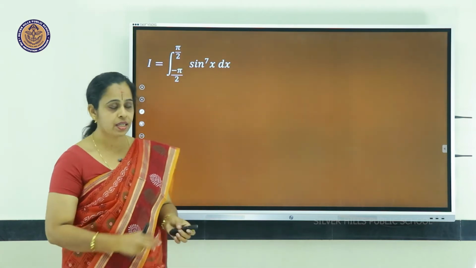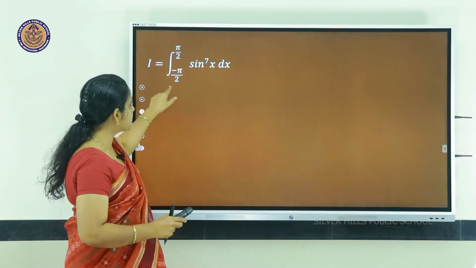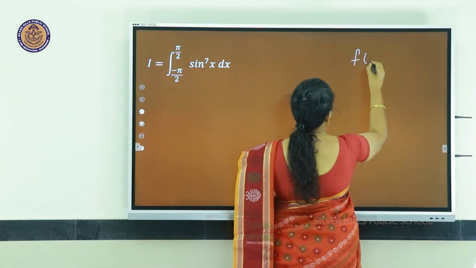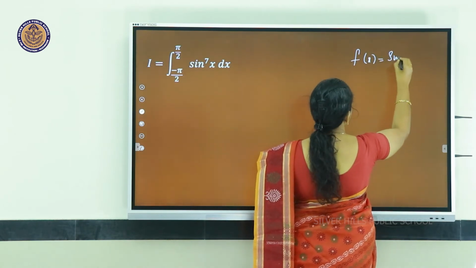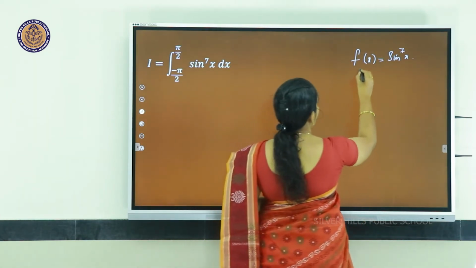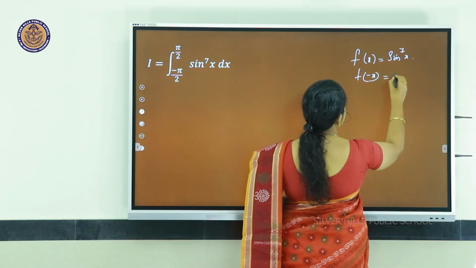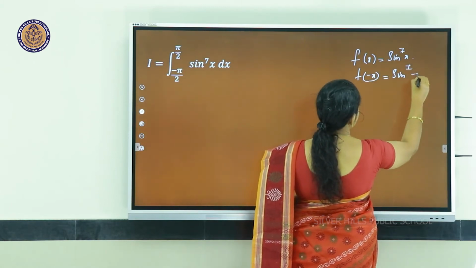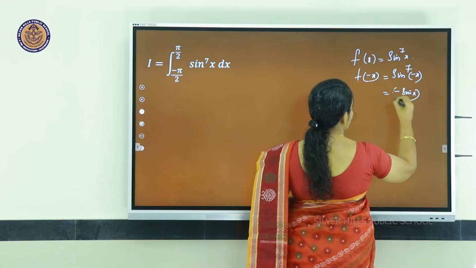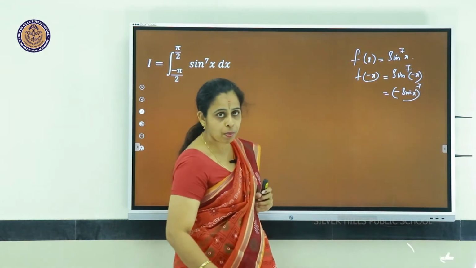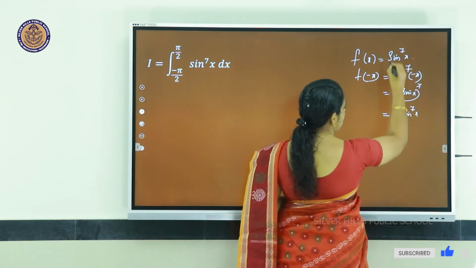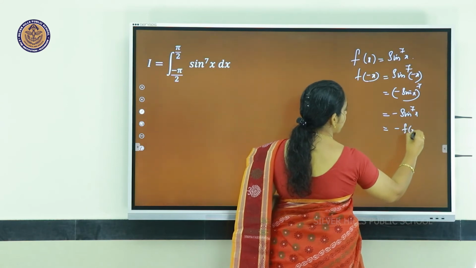A similar question, look at the limits minus a to a. Let us see what is f x and f of minus x. F of x equal to sin raised to 7x. Let us replace x by minus x. F of minus x will be sin raised to 7 of minus x equal to minus sin x to the power 7. It is an odd power. So, negative sin raised to 7x, which is minus of f of x.